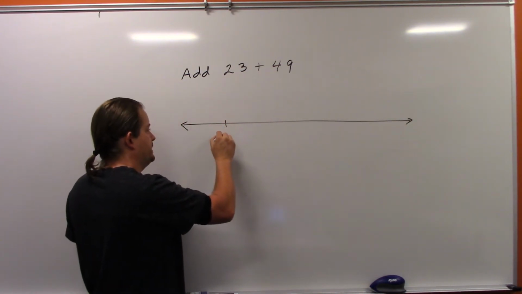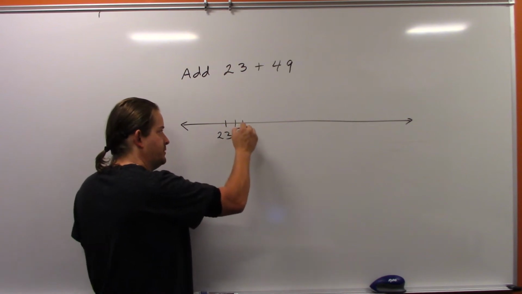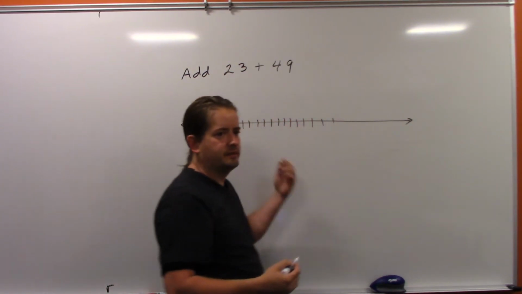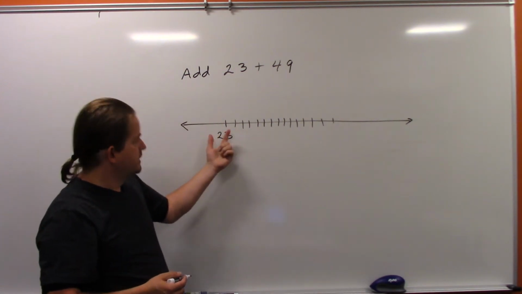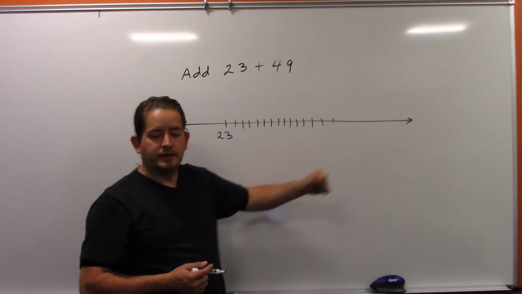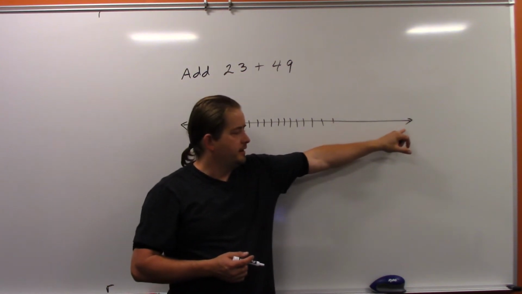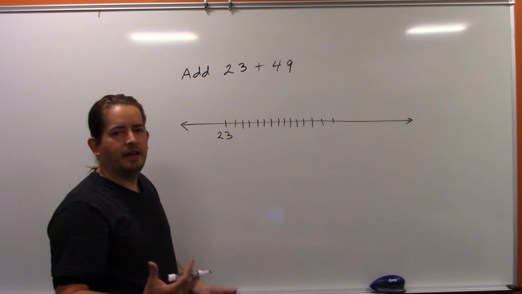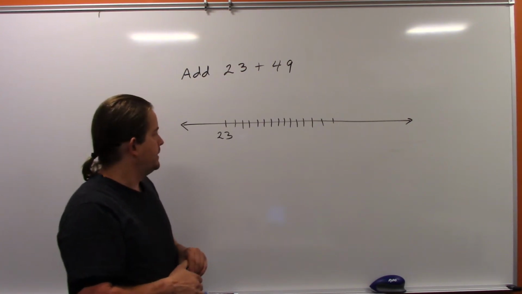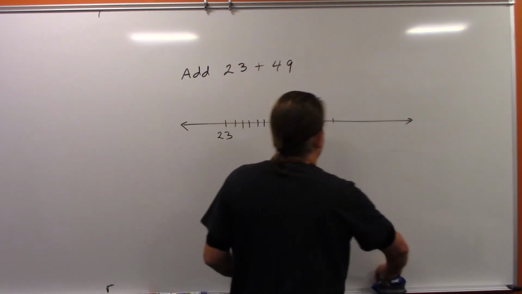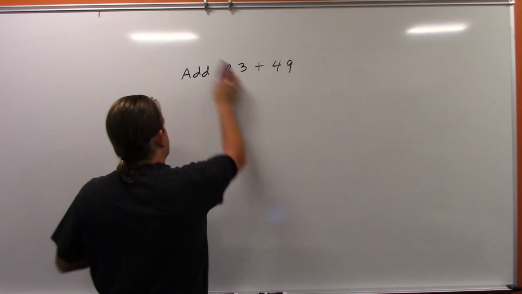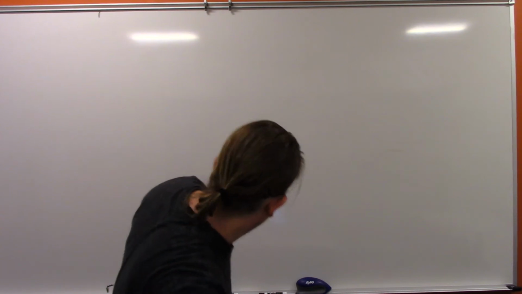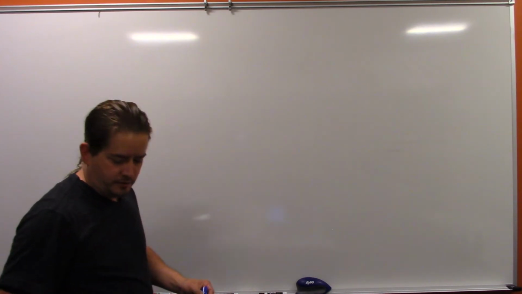Starting at 23, 1, 2, 3, 4, 5, 6, 7, 8, 9, 10. Right, I don't want to do this. I'm going to lose count probably. There's probably no way I'm going to get 49 tick marks between here and the end of the arrow without squishing them back together. So it looks kind of ugly. I don't want to do that every time. So instead, I'm going to use what's called a column addition, right? Which is to say I'm going to put my numbers in a column.